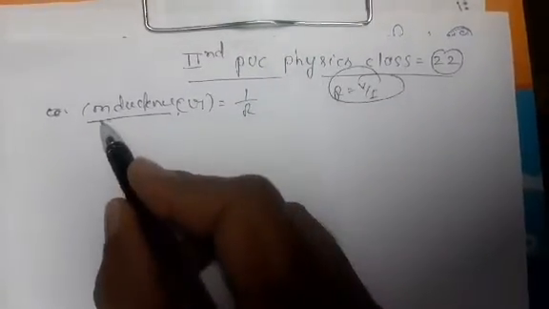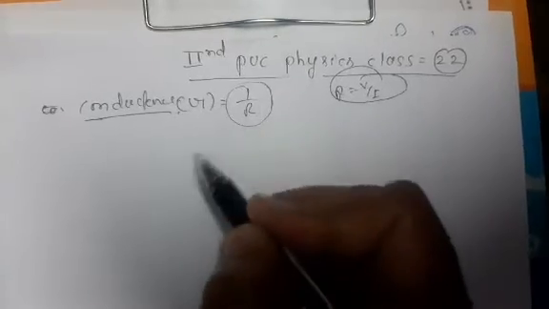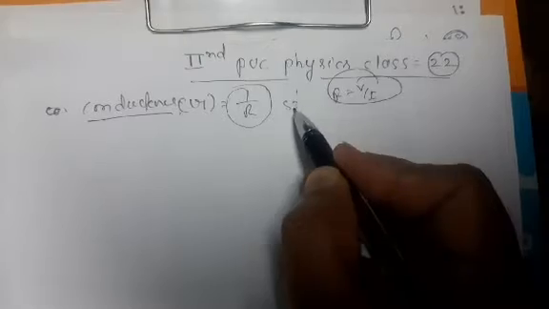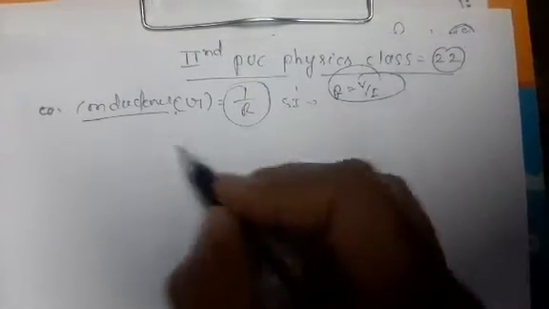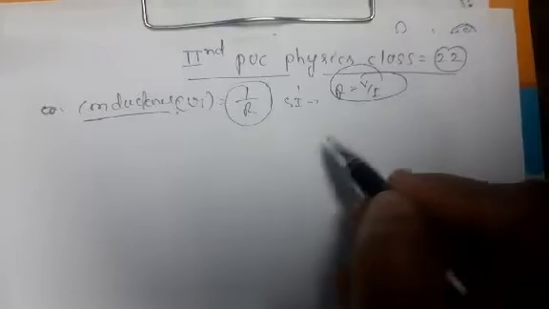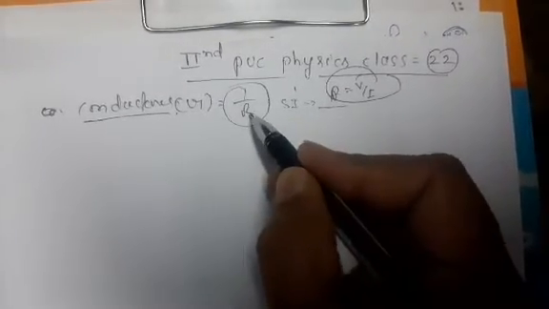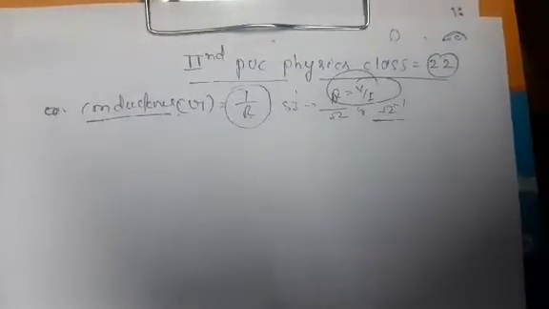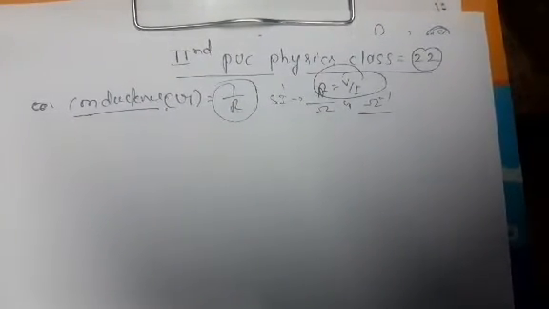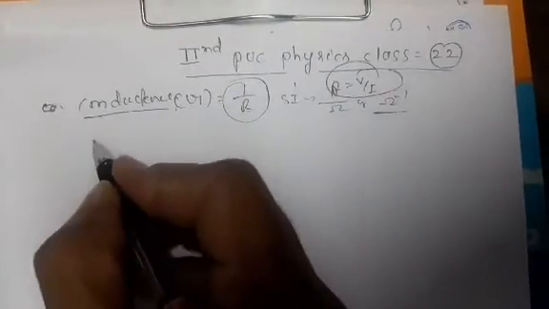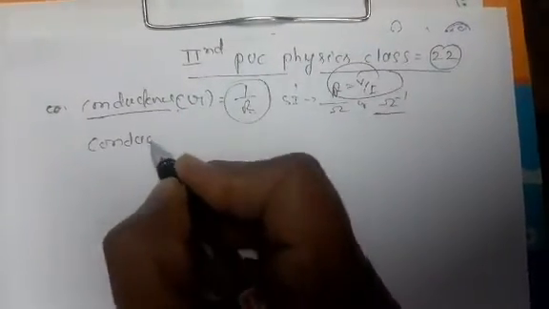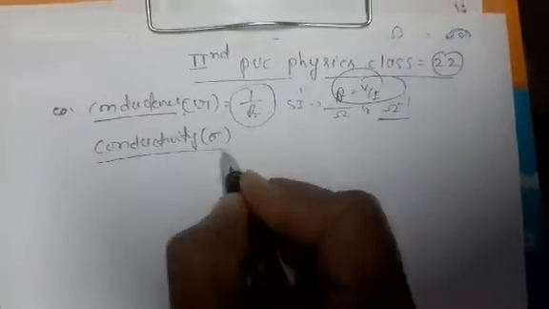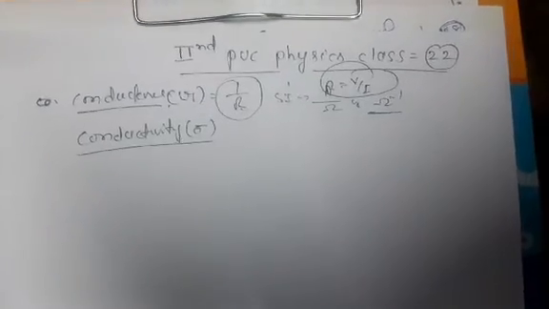That means the reciprocal of resistance is called conductance. What is the SI unit of conductance? Conductance is a physical quantity. The unit of resistance is ohm, so the unit of conductance is 1 by ohm, or ohm inverse. That is the SI unit of conductance. And next one is conductivity. The symbol is sigma.